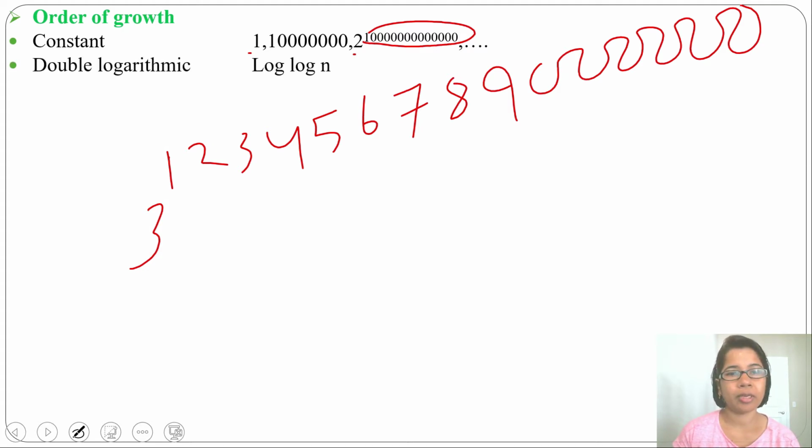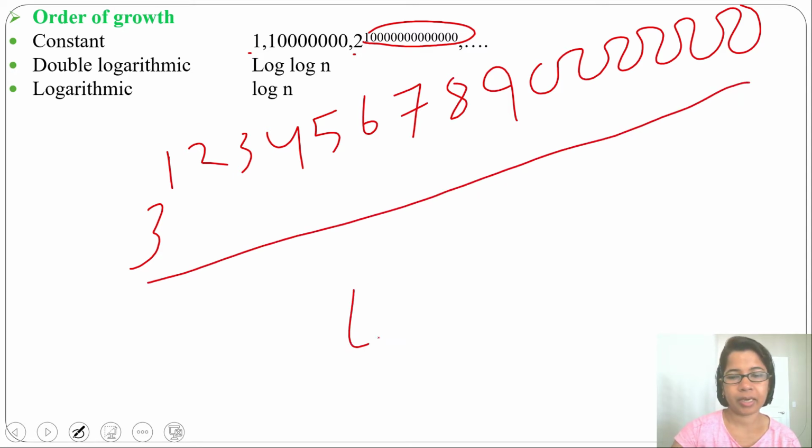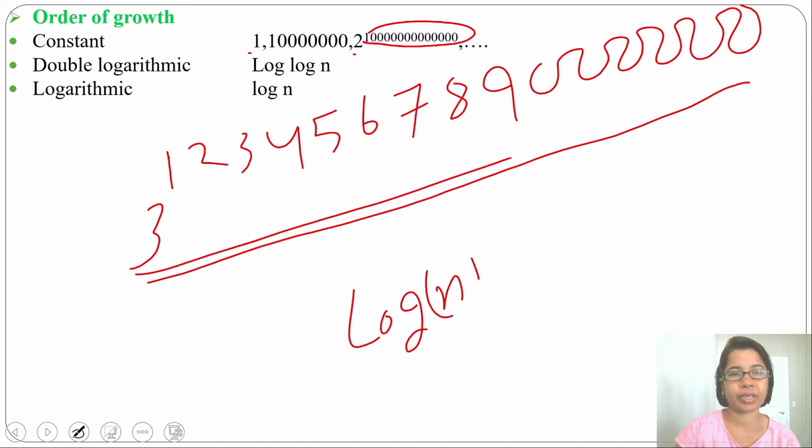Next is double logarithm. Log of log n is double logarithm, and the order of growth of log log n is higher than constant. Next is logarithm, which is in log n format. If a constant and log n are given, then log n has a higher order of growth than the constant. Just remember, a constant always has a lower order of growth than double logarithm and logarithm.